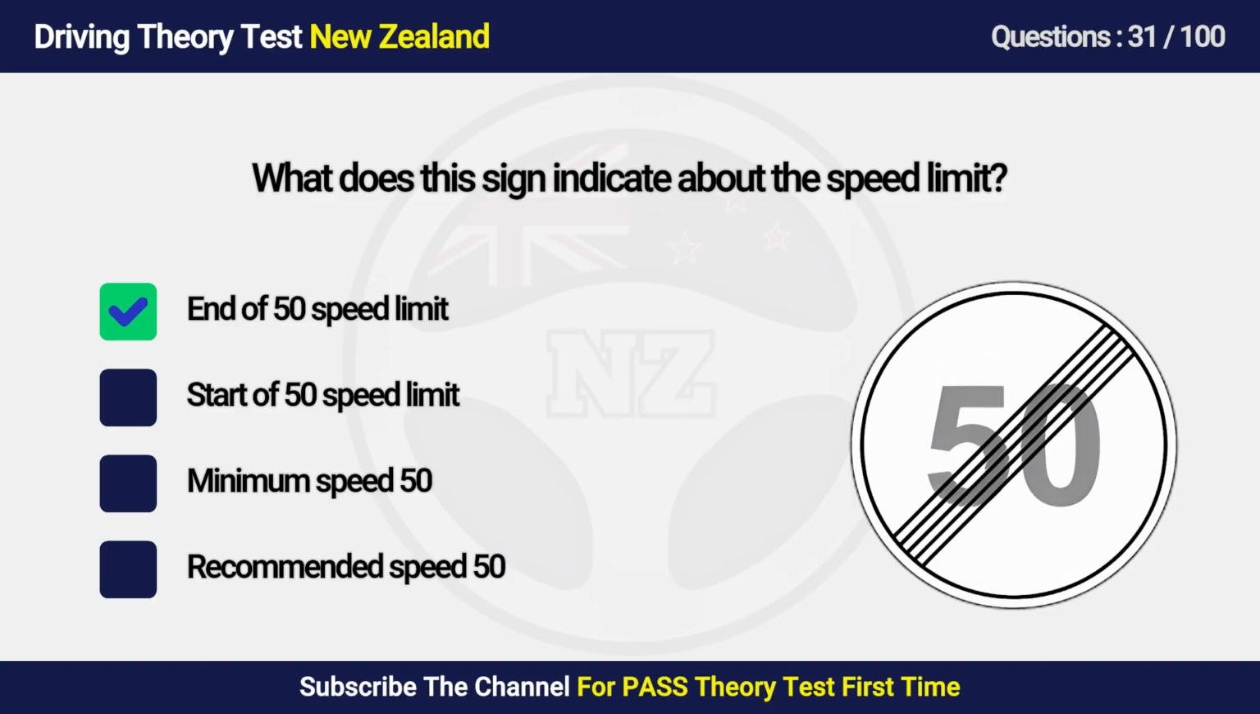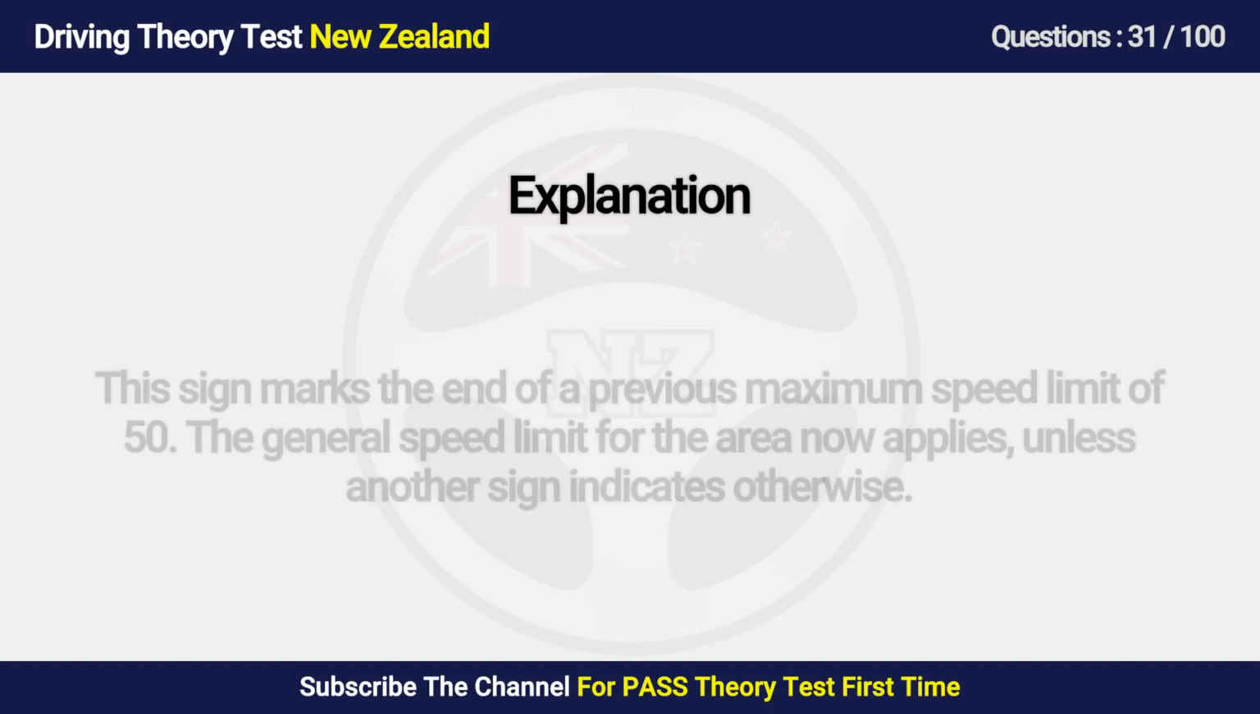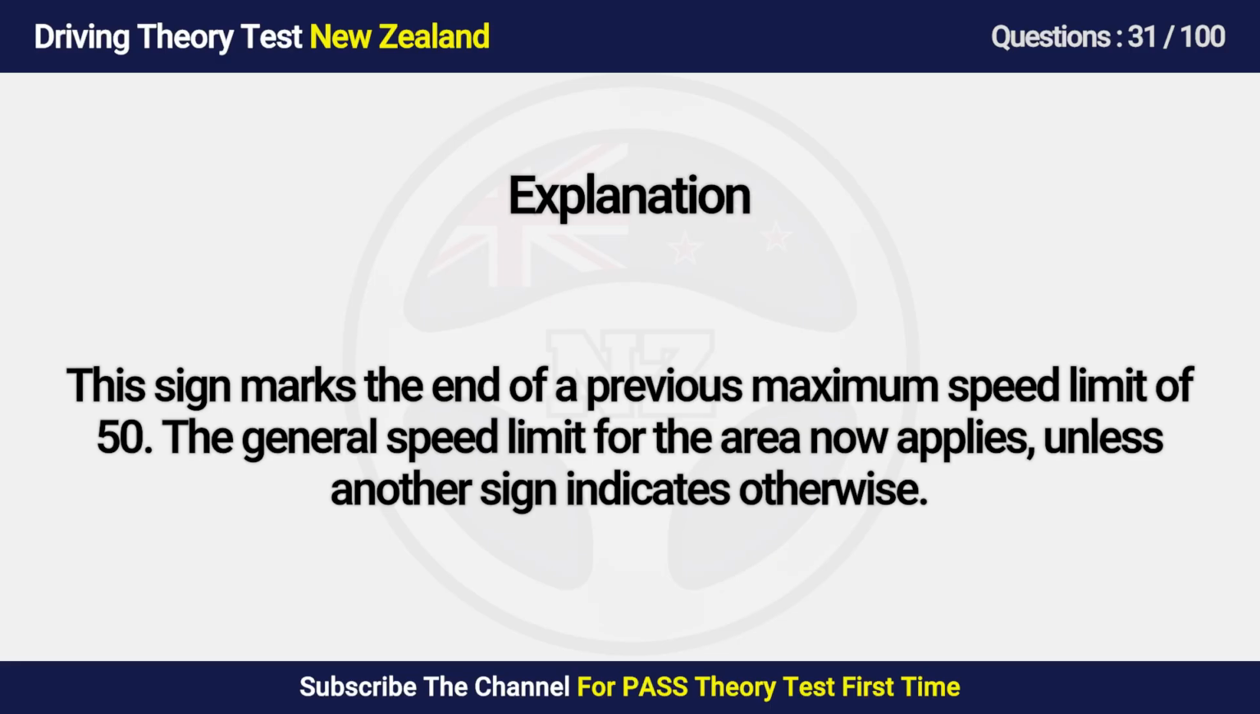Answer is A. End of 50 speed limit. This sign marks the end of a previous maximum speed limit of 50. The general speed limit for the area now applies, unless another sign indicates otherwise.